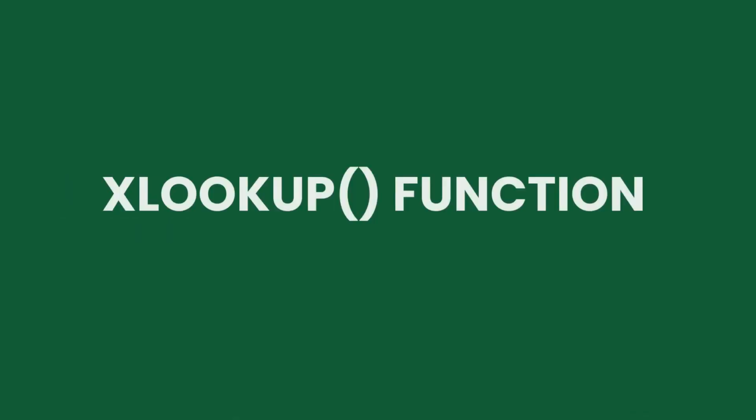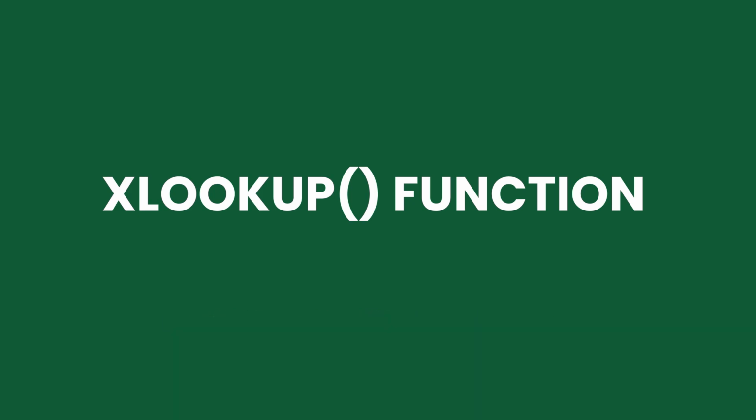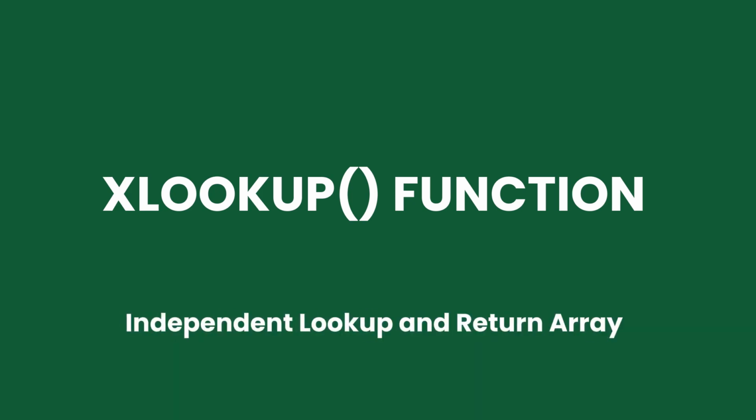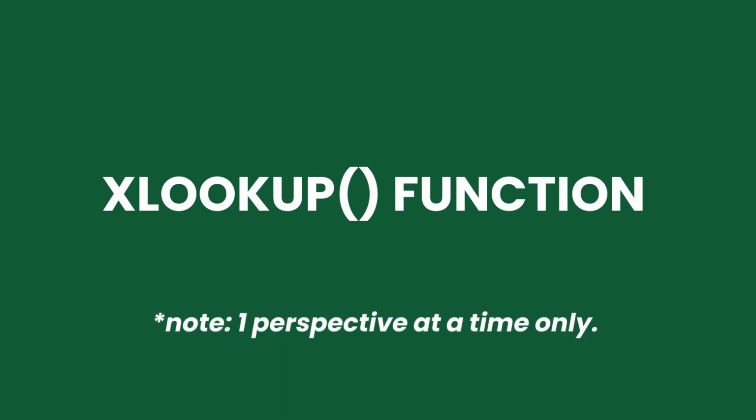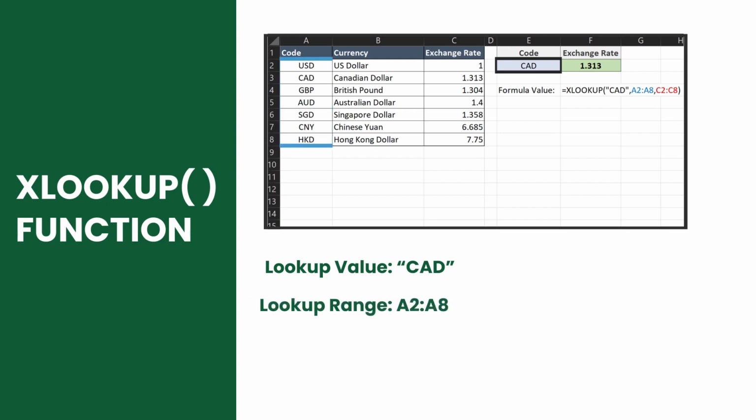XLOOKUP is a new addition to Excel's functions. It can either work like a VLOOKUP or an HLOOKUP. However, instead of specifying your search and return column or row on the same array, you could assign them separately. Keep in mind that you could only follow a single lookup perspective with XLOOKUP, either vertical or horizontal. The syntax format is as follows. First is the lookup value. Next is the lookup array, which is your range to search, and the return array, which is your range to return.